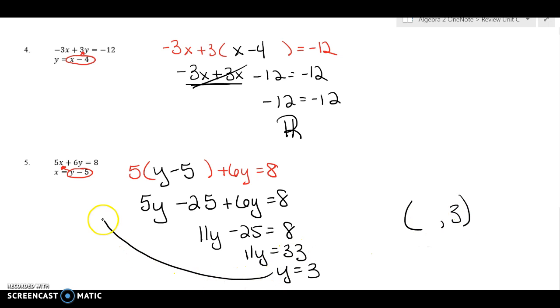Now I'm going to take this up and plug it into what I circled. And so it's going to be 3 minus 5. So it's negative 2.